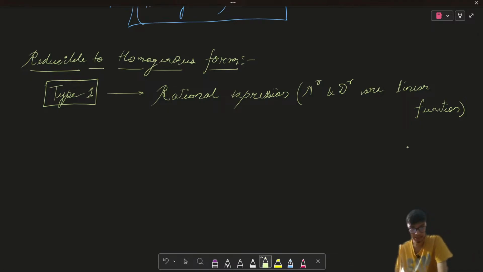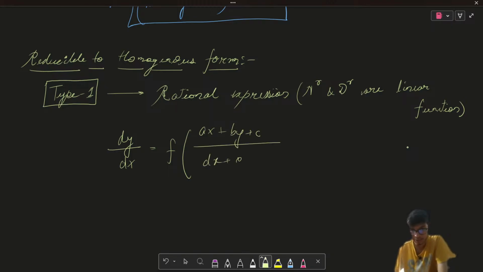Now, what is the form of the differential equation? Generally, the form looks like dy by dx is equal to some function of a linear numerator and a linear denominator. Let's write it over f dash. So it's a function of some linear numerator and linear denominator, right? That is what we need to understand.